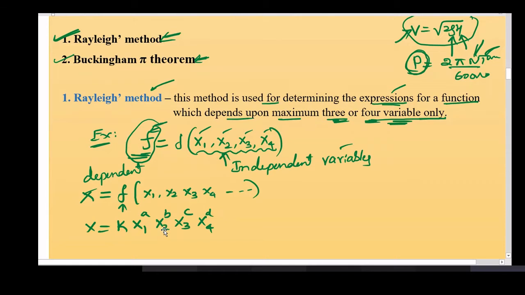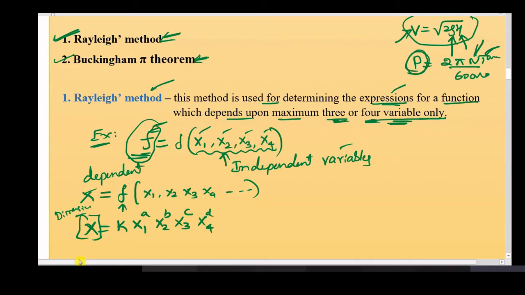Similarly, you write the dimensions of x2. I don't know what x2 is. X2 may be density, velocity, or anything. So we write the dimensions of x2, x3, and x4. You write all the dimensions, calculate the values of a, b, c, d, and compare with the dimensions on the left hand side. This is also a function, so it has some dimensions. Don't worry, we'll take one real example and calculate the arbitrary constants a, b, c, d, etc. Only understand the procedure, how the Rayleigh method is applied.